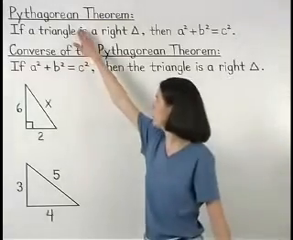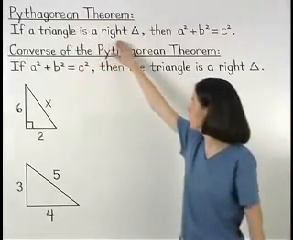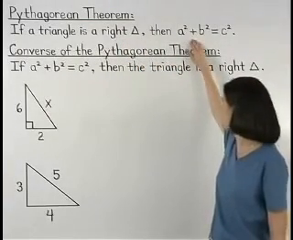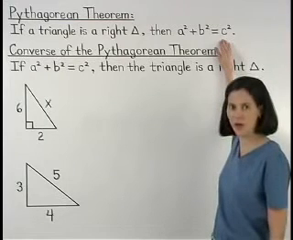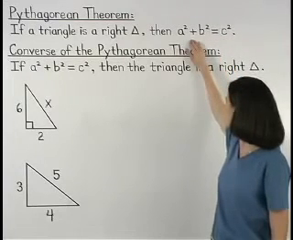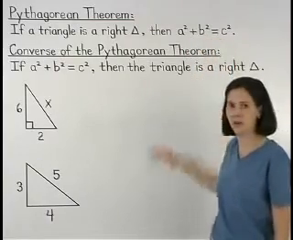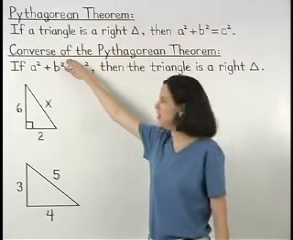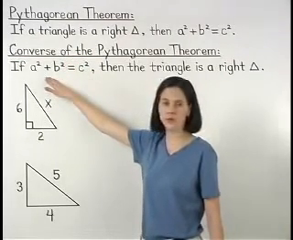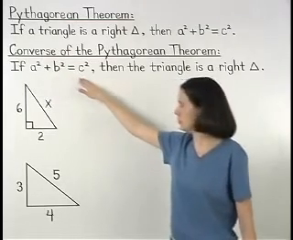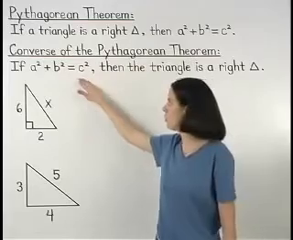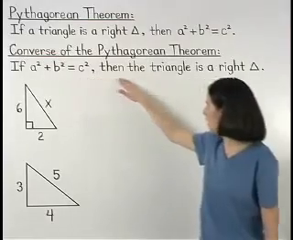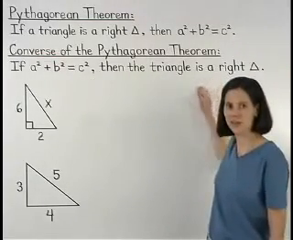Remember that the Pythagorean theorem states that if a triangle is a right triangle, then the sum of the squares of the legs of the triangle is equal to the square of the hypotenuse, or a squared plus b squared equals c squared. The converse of the Pythagorean theorem, on the other hand, states that if the sum of the squares of two sides of a triangle is equal to the square of a third side, or a squared plus b squared equals c squared, then the triangle is a right triangle.